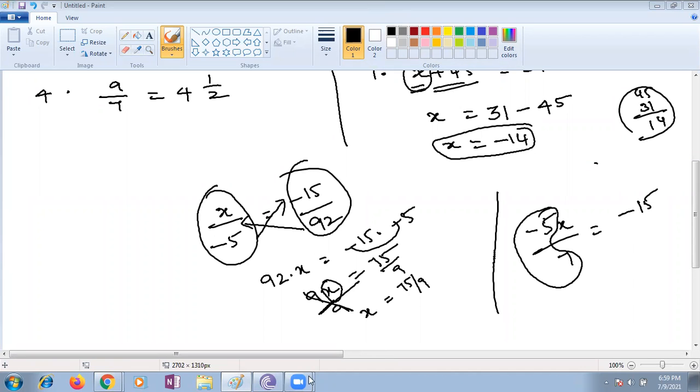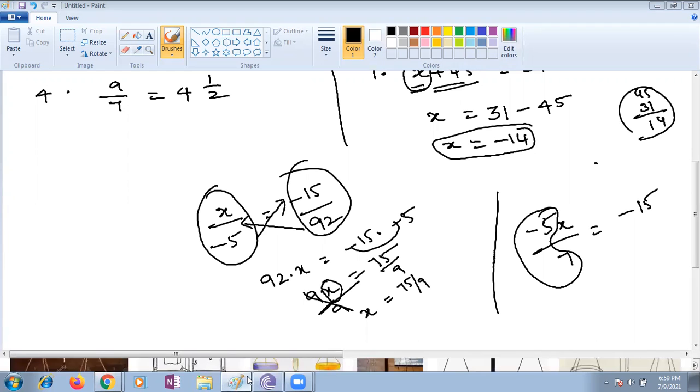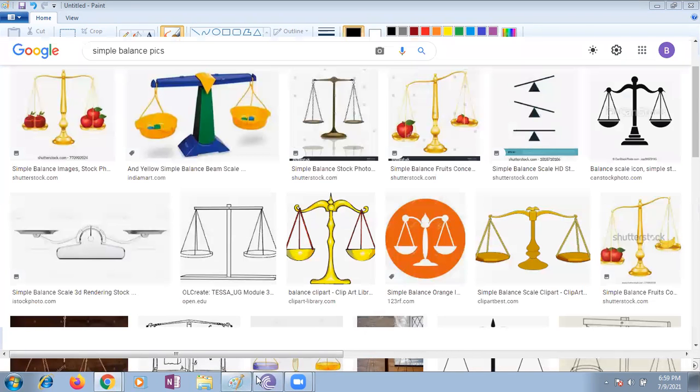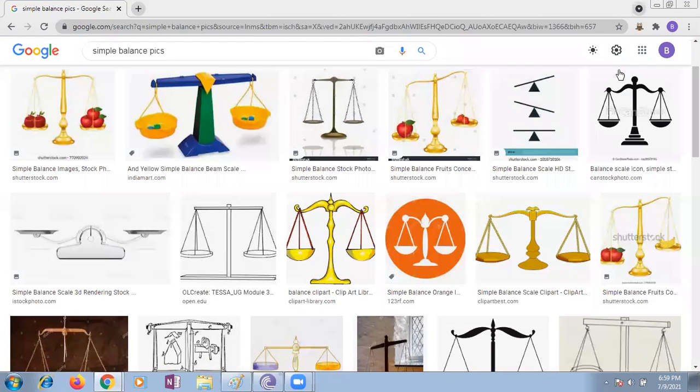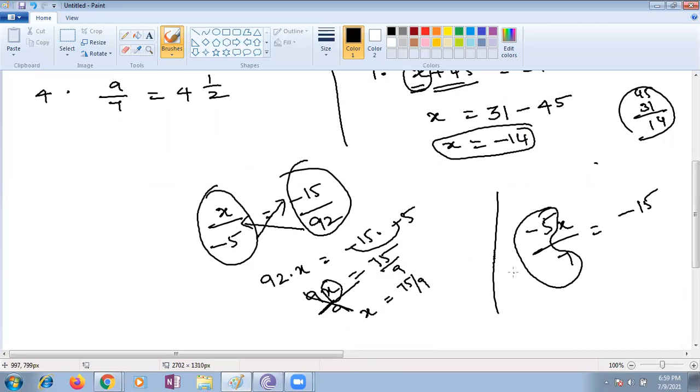Yes, ma'am. Sahit, any doubts here? No, ma'am. Right, Sahit. What is the answer for the bit I gave on the screen? Ma'am, can you say it again? Yes. What are you supposed to do? Minus 5x by 7 is equal to minus 15. How are you supposed to find the value of x here?